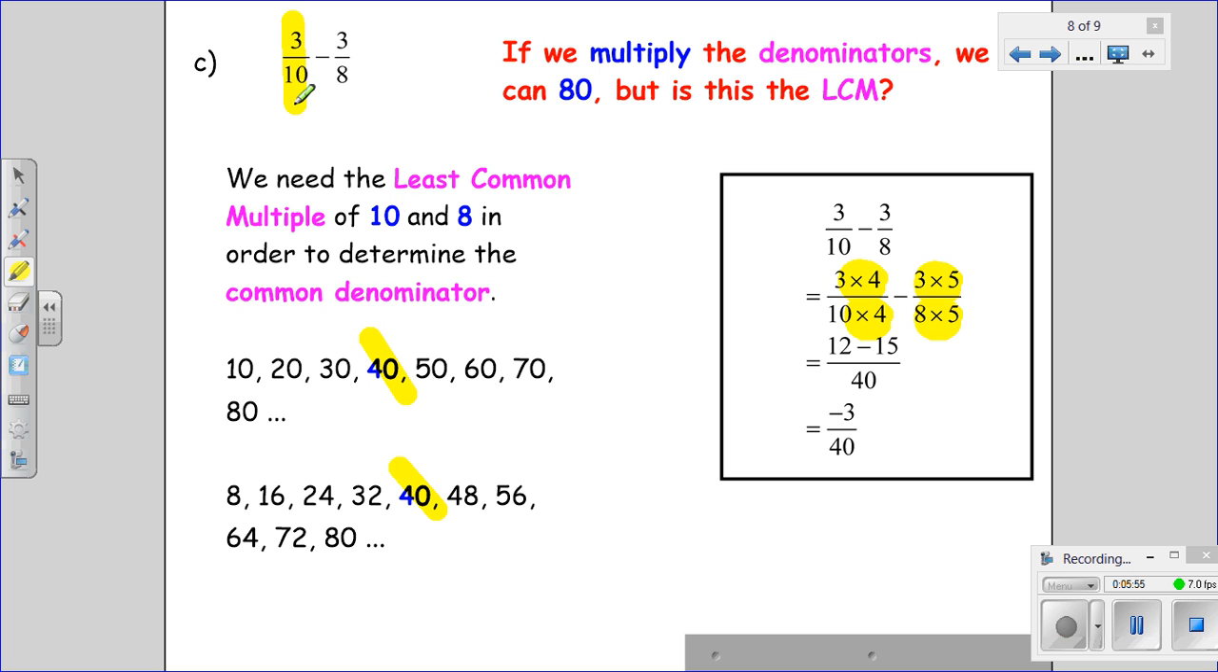Same question here, 3/10. To turn 10 into a 40, we have to multiply by 4. We multiply it by 4, we multiply the 3 up top by 4. To turn the 8 into a 40, we need to multiply by 5, and if we multiply the denominator by 5, the numerator also must be multiplied by 5. So 3 times 4 gives me 12, 3 times 5 gives me 15, and the box to the right shows the solution. 12 take away 15 over 40 leaves me -3 over 40.